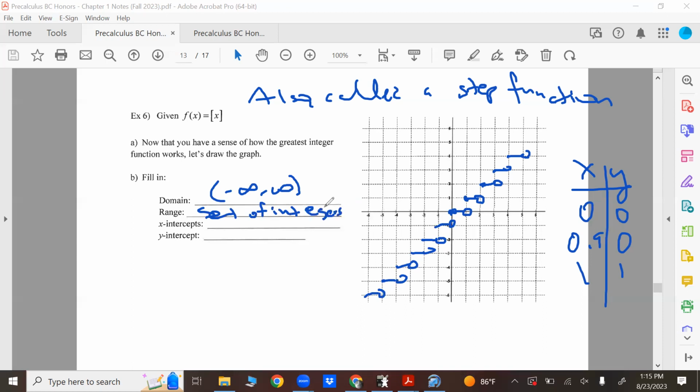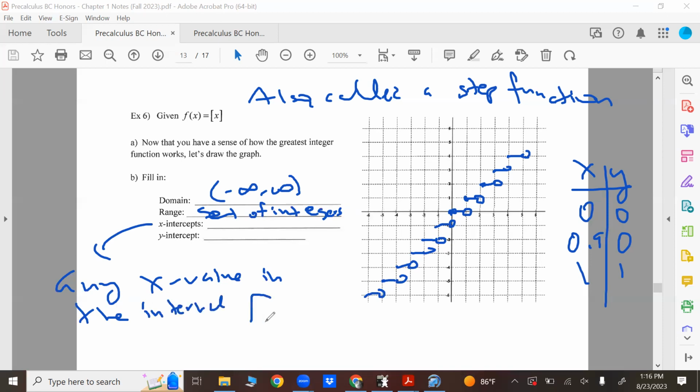X intercepts. It's anything in the interval from 0 to 1. 0 is an x-intercept, but also is 0.1, 0.2, 0.3. Can we do like the brackets and parentheses? Any x value in the interval, like bracket 0, comma 1. Yep. And the y-intercept's pretty obvious, it's 0, 0, because 0 is included, right?